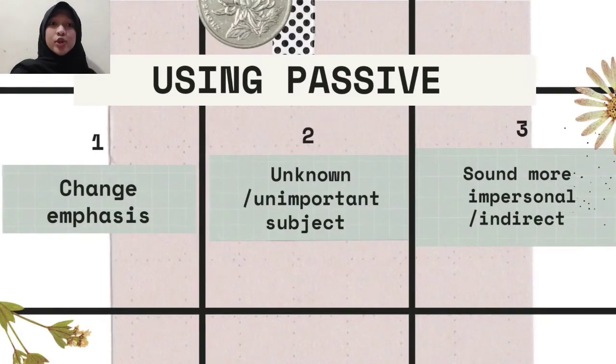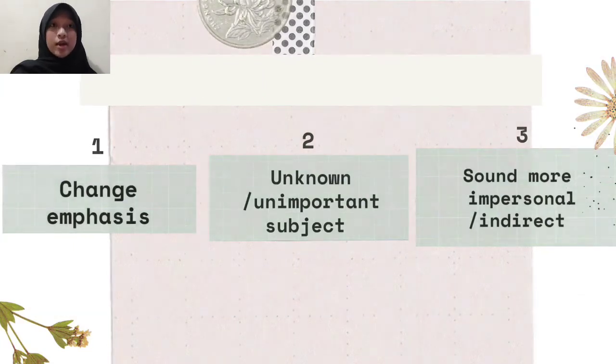But why do you use the passive? There are 3 common reasons to use the passive voice. First, you want to change the emphasis of your sentence. 2, the subject of your sentence is unknown or unimportant. 3, you want to sound more impersonal or indirect. Let's look at this one by one.